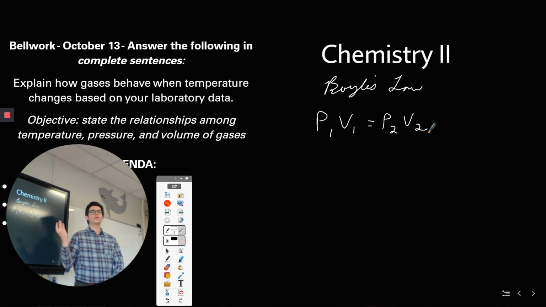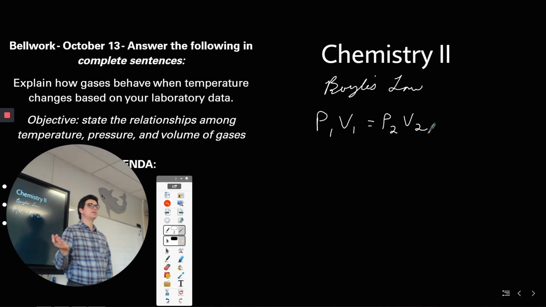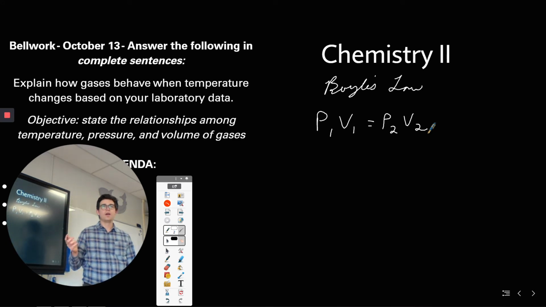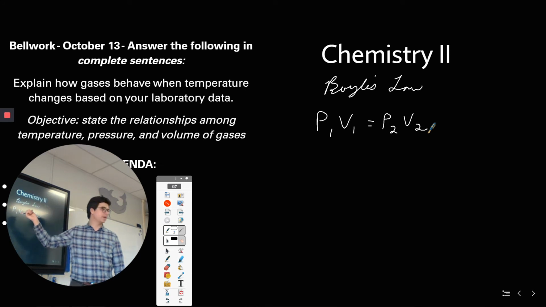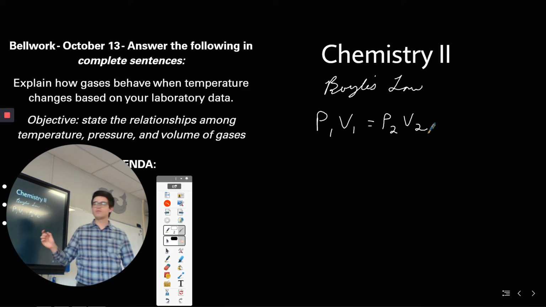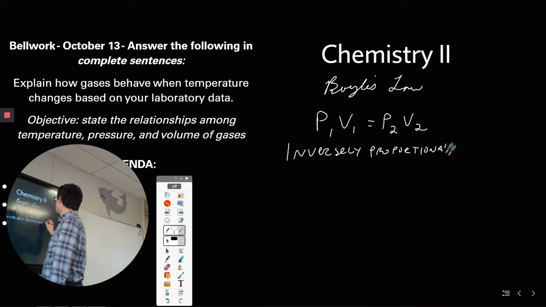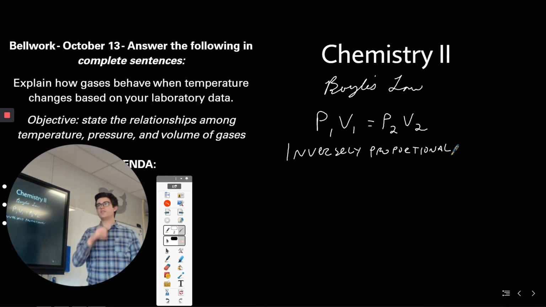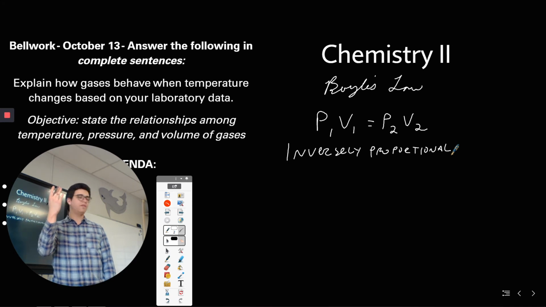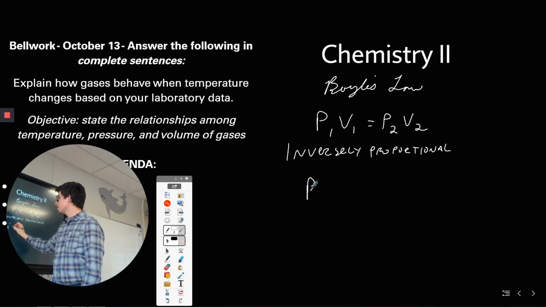In the previous example, in Charles' law, we had volume 1 divided by temperature 1 equals volume 2 divided by temperature 2. And we said that they were what kind of proportional? Directly proportional. And in this one we have multiplication instead of division. So what kind of proportionality would you guess this would be? Inversely proportional. So if our pressure increased on a gas, what would its volume do? Decrease. So pressure goes up, volume goes down, and vice versa.